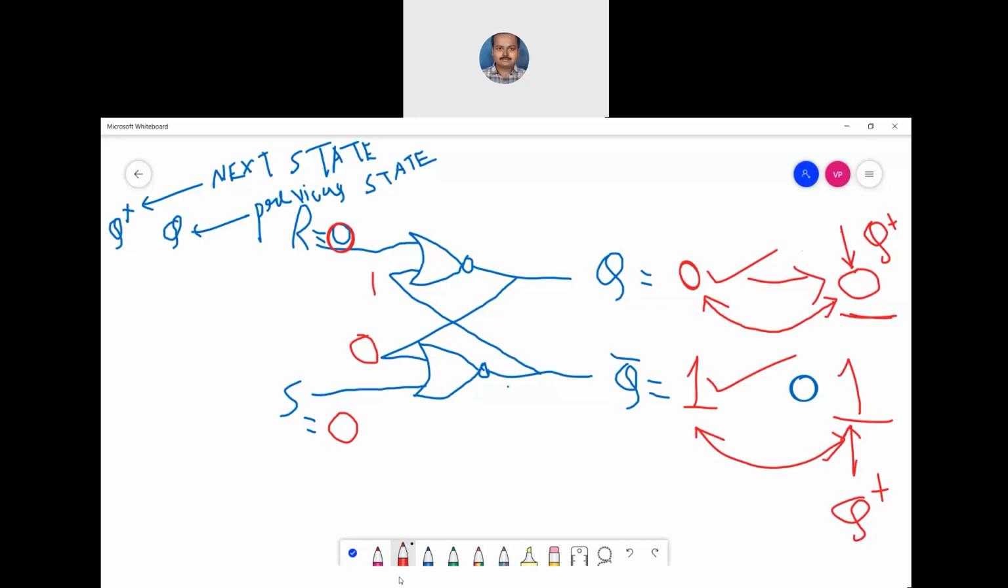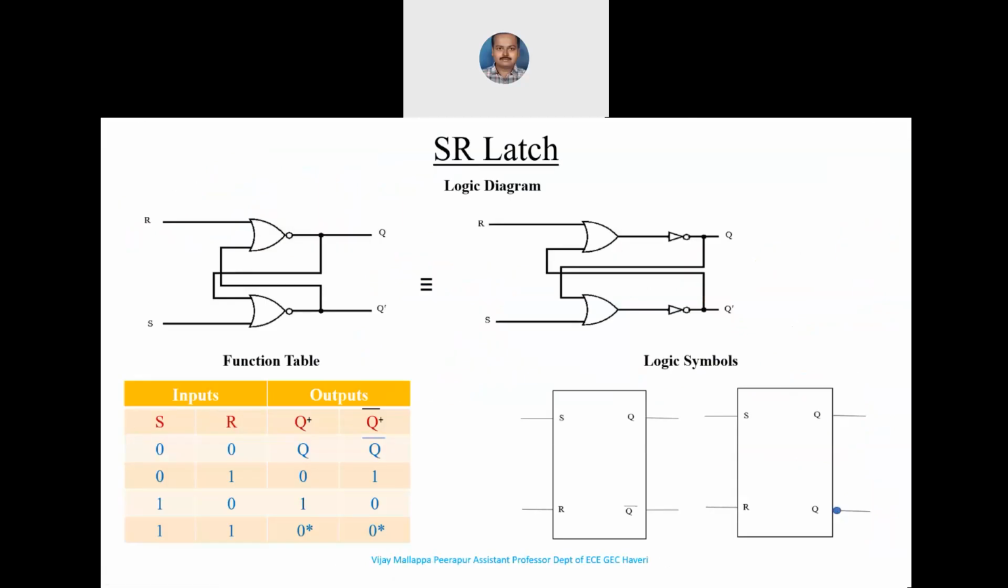In the sense, what I'm trying to say is that everyone can see the PPT, the function diagram here. What I'm trying to highlight is that when S is 0 and R is 0, the next state is equal to Q. If the previous state is 0, the next state is also equal to 0. If the previous state is 1, the next state is also equal to 1. The same thing I explained there.